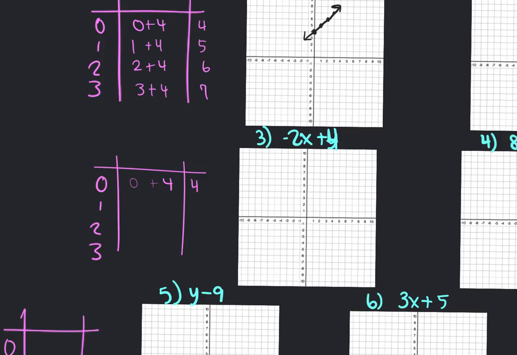Negative 2 times 1 plus 4. Negative 2 times 2 plus 4. Negative 2 times 3 plus 4. 0, 4 is that dot. 1, 2 goes right there. Sideways 2 down to nothing. 3, negative 2 goes right there.